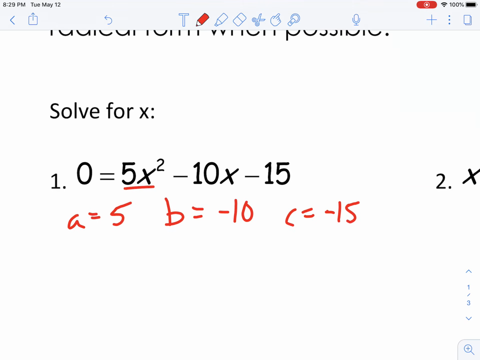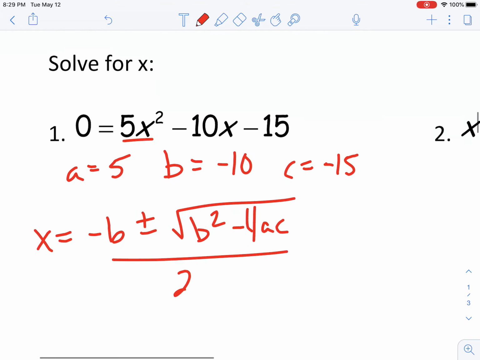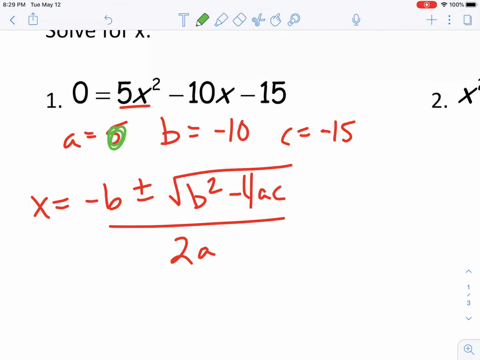And then lastly, plug it into the formula. So x equals negative b plus or minus the square root of b squared minus 4ac all over 2a, right? Okay. Let's go ahead and plug these in. So a is 5, b is negative 10, c is negative 15.